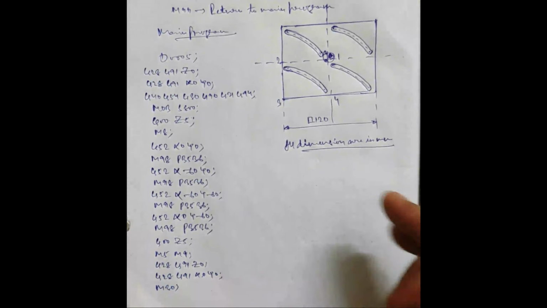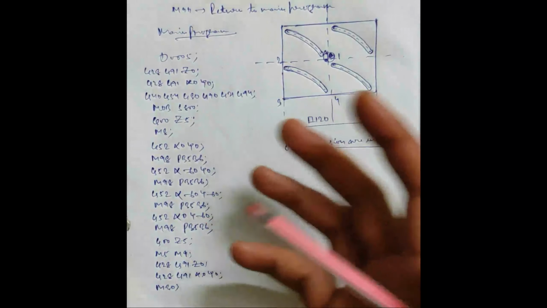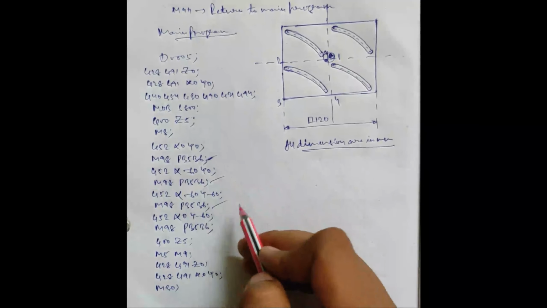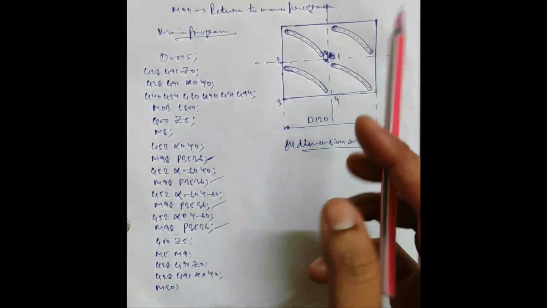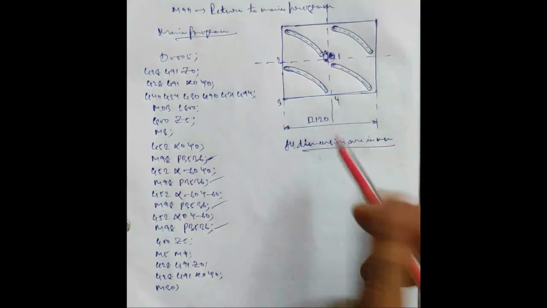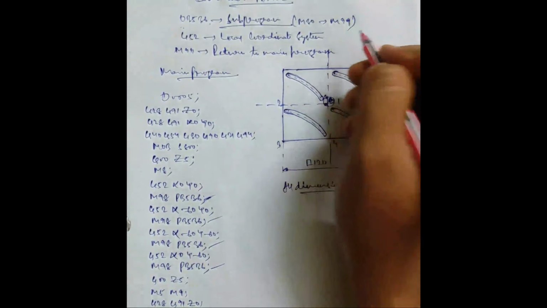This is the coding for the datum sheet. In the main program we call that subprogram. Okay, this is the subprogram. But in the subprogram, instead of writing M30, you have to write M99. Don't forget that. Clear?